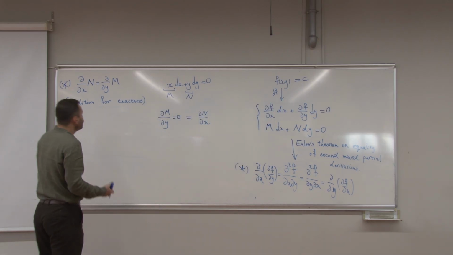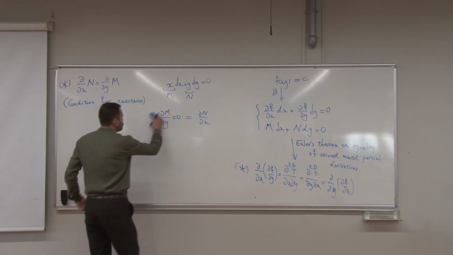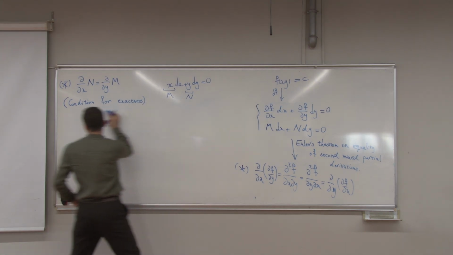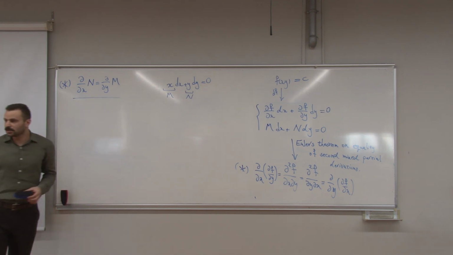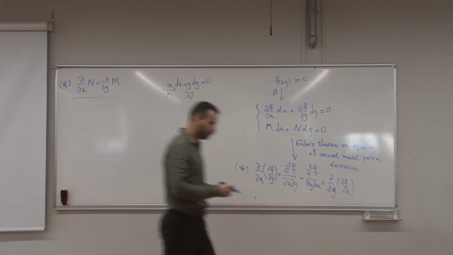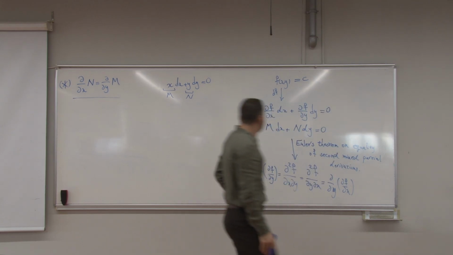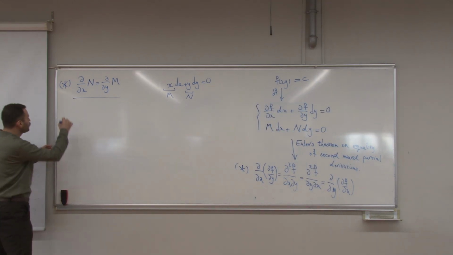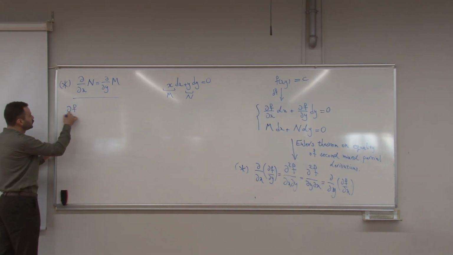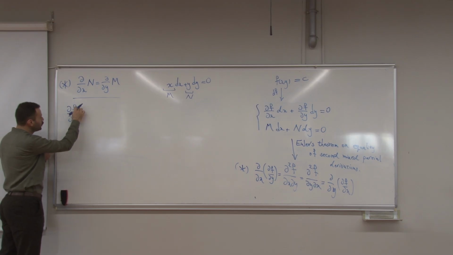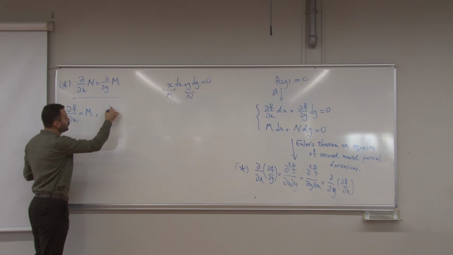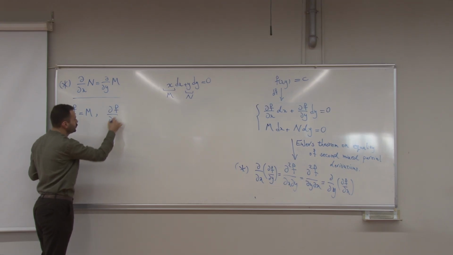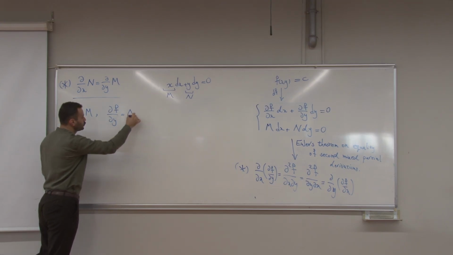Okay? So, what is the idea then? The idea here is this. This equation that we have here is also a sufficient condition. Why? Let's go with this. What do we have for our partial derivative of f with respect to x? We have this equal to m. What about the partial derivative of f with respect to y? This is going to be equal to n.